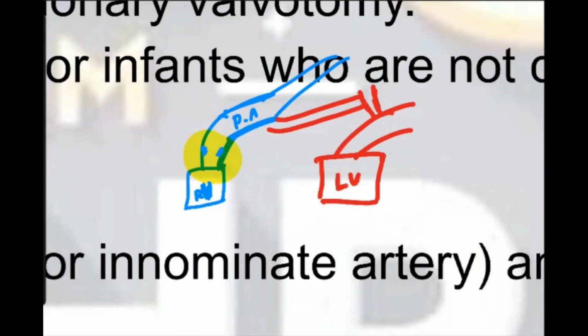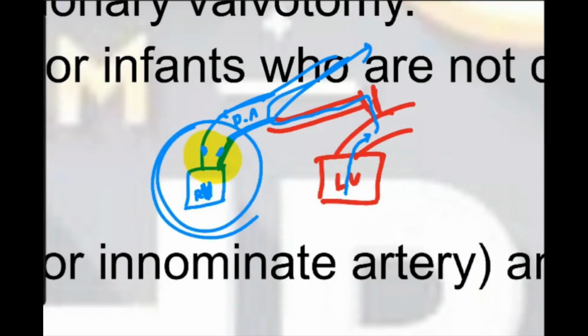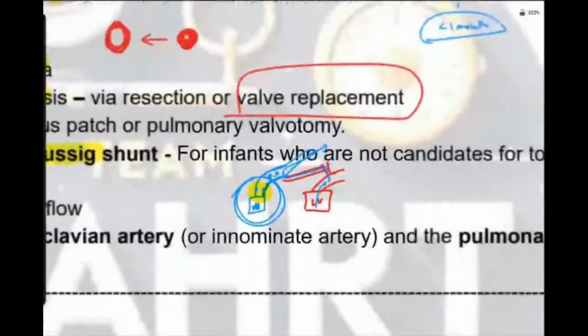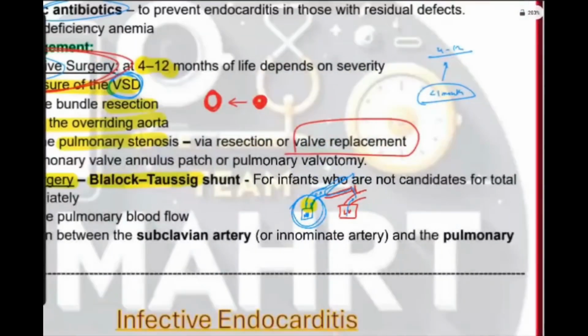So blood gets filled in the left ventricle. It gets pumped out into the aorta. From the aorta, blood goes into the subclavian artery. From the subclavian artery, blood goes into the pulmonary system. This is how you bypass this narrowed portion. This is how you save this baby. Okay, so everybody followed? It is basically a shunt.